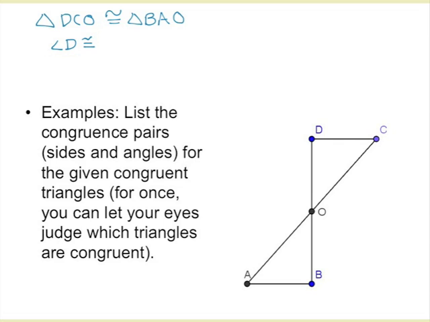So what angle looks like it's the same size as D? B. Then I have an angle at C. What one looks like it's the same size as C?